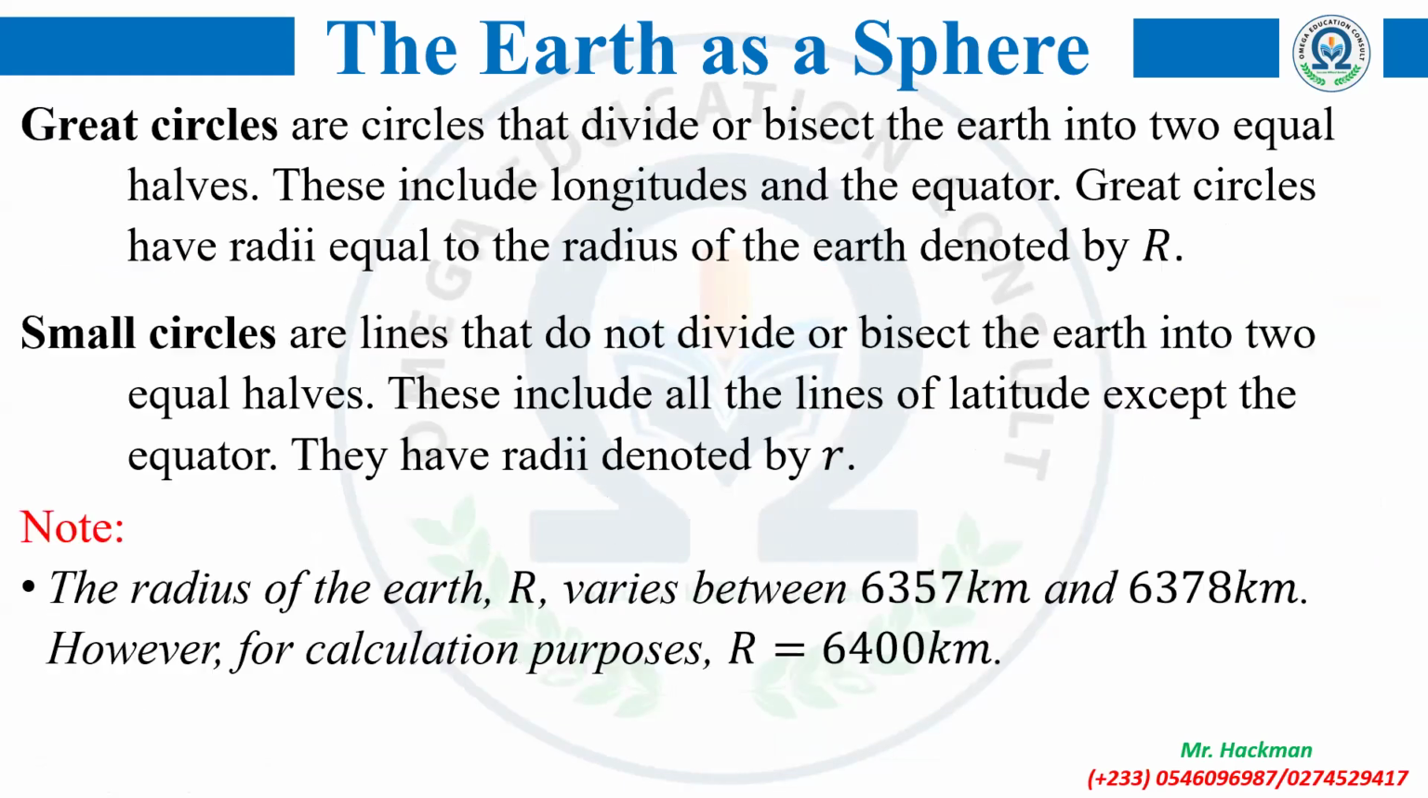Now let's look at great circles and small circles. Great circles are circles that divide the globe, the Earth, into two equal halves, or bisect the Earth into two equal halves. Any line that will bisect or divide the Earth into two equal halves is referred to as a great circle. And I can equally mention that the only latitude that would divide the Earth into two equal halves is the equator.